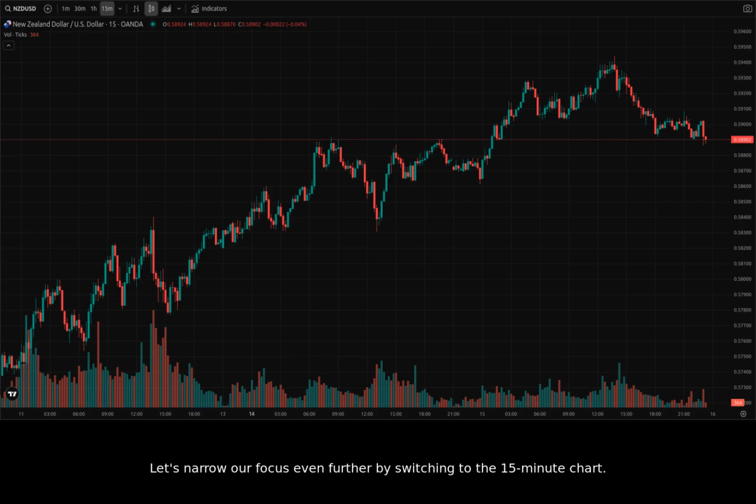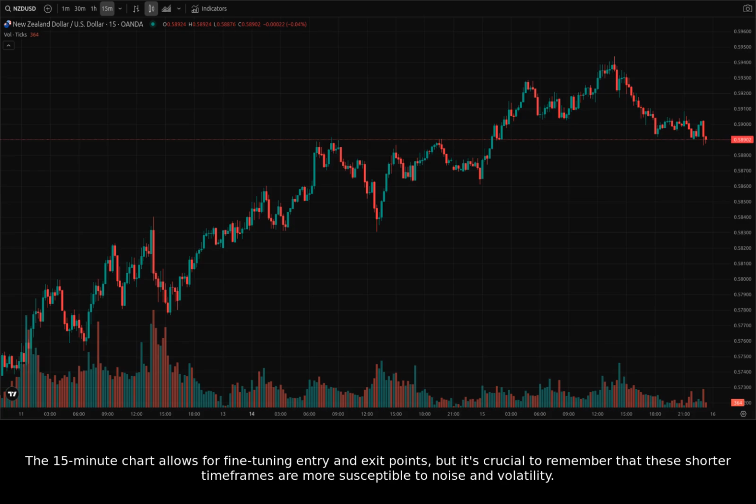Let's narrow our focus even further by switching to the 15-minute chart. This chart provides a highly detailed view of recent price action. On this timeframe, we can see how the price is behaving intraday on April 11th and 14th. We see some periods of consolidation, followed by breakouts and pullbacks.